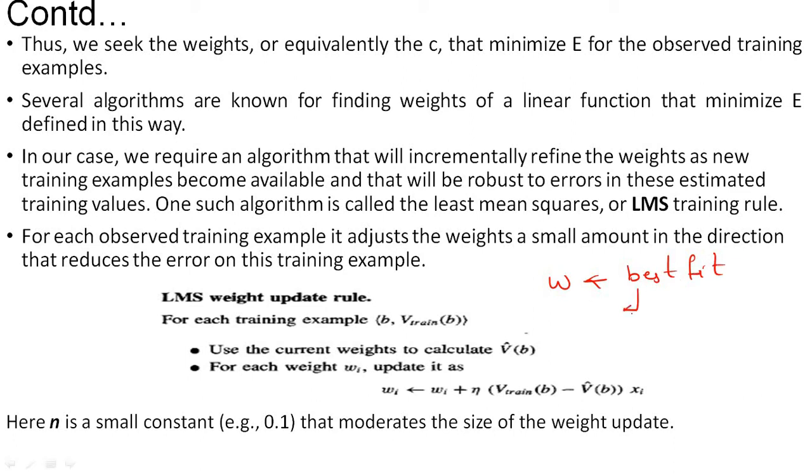What is meant by best fit? It leads to zero error. The error estimation value should be 0. Until then, the weight will be continuously changing. We have seen this in the last class.